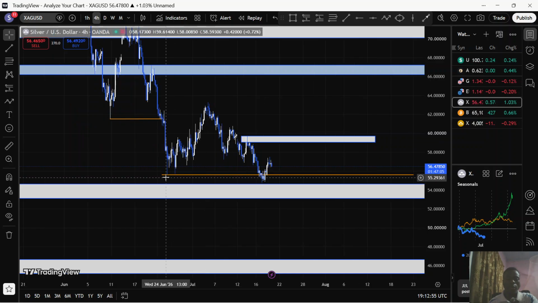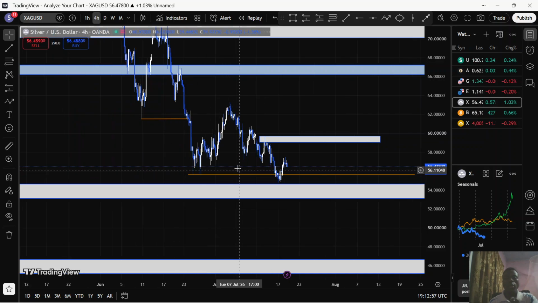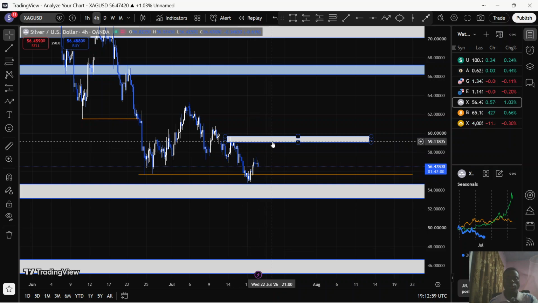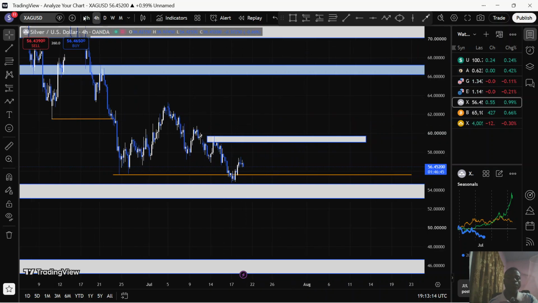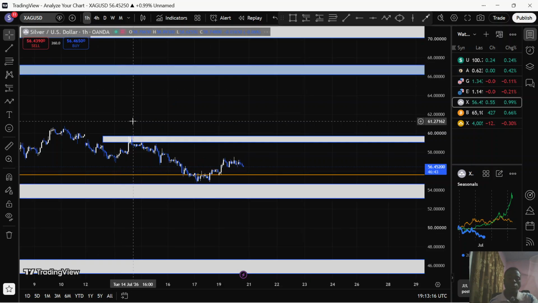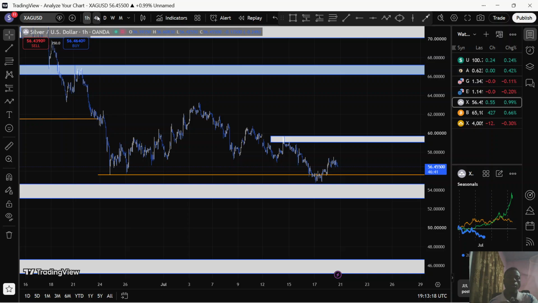Like now on the 4 hour, we have this break of structure here. I'm going to be waiting for a pullback all the way into the zone, and when price pulls back here, I'll drop down to the 1 hour and look for a short entry with my confirmation. No confirmation, no entry. So that's it on silver.